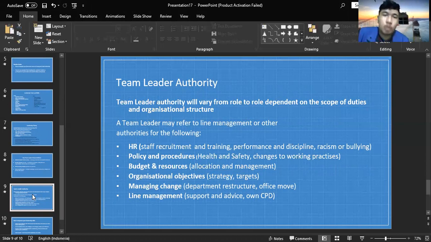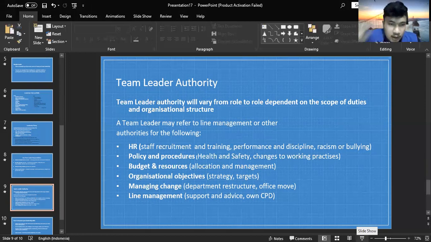Next part, team leader authority. Team leader authority will vary from role to role, dependent on the scope of duties and organizational structure. A team leader may refer to line management or other authorities for the following. First, HR: staff recruitment and training, performance and discipline, racism or bullying. Next, policy and procedures, health and safety, change to working practice. Next, budget and resources, allocation and management. You must be good at it.